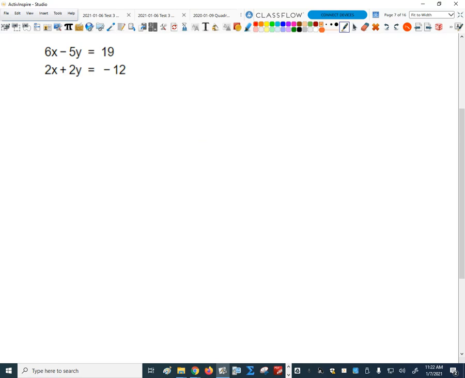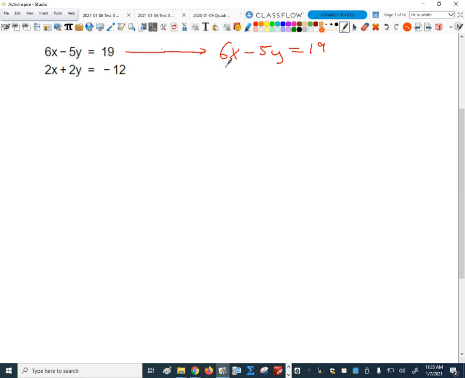Right now, they don't cancel. If I subtract those equations, I'm going to get a 4x there. That's not going to work. I need them to cancel, right? So what would be the easiest way to get rid of those x's? Multiply by 3. Okay, the bottom one, right? Top one I can just leave alone. Top one I can just leave as 6x minus 5y equals 19.